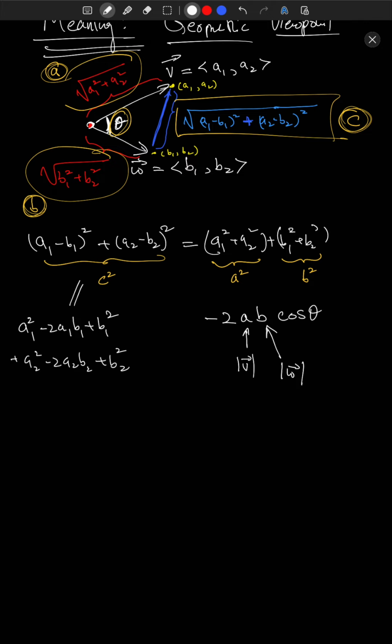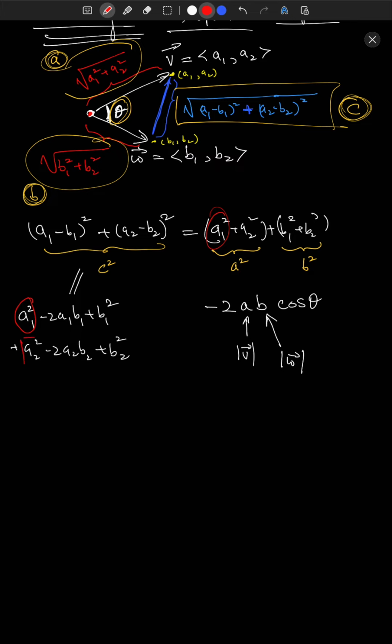Okay, now why did I do this? Well, what happens is I have an A1 squared on the left-hand side, and I have one on the right-hand side, so they're going to cancel. I have an A2 squared on the left-hand side, and an A2 squared on the right-hand side. They're going to cancel. I have a B1 squared on both sides, they cancel, and a B2 squared on both sides, they cancel.